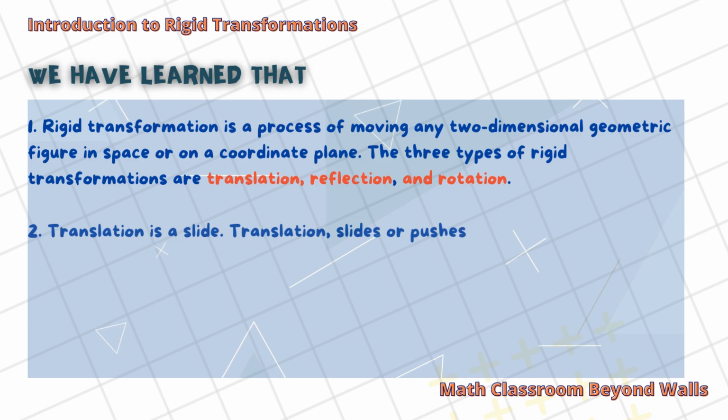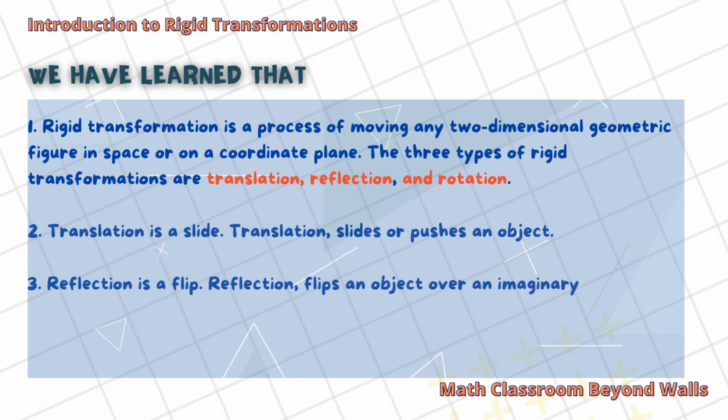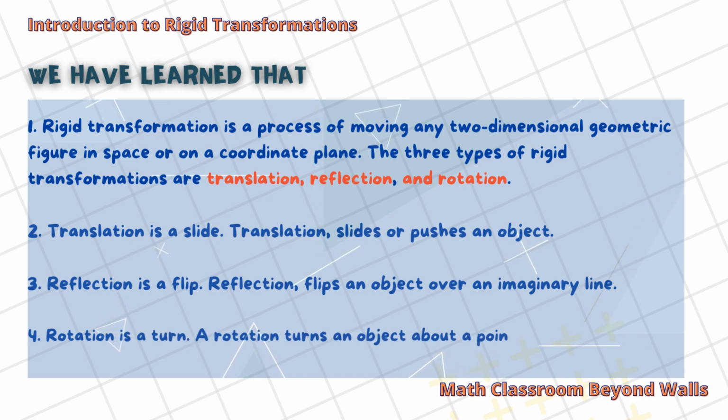Second, translation is a slide. Translation slides or pushes an object. Third, reflection is a flip. Reflection flips an object over an imaginary line. Fourth, rotation is a turn. A rotation turns an object about a point.